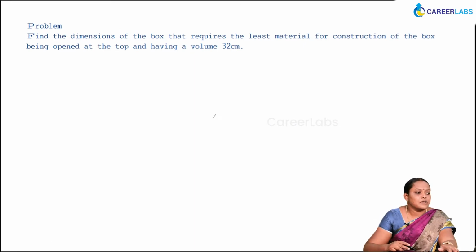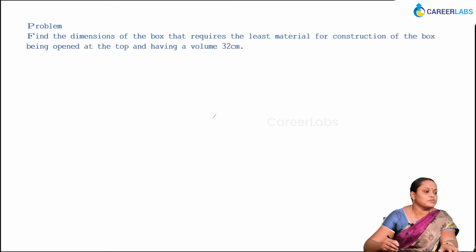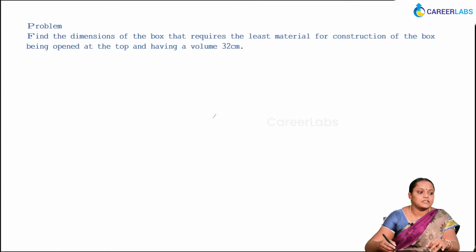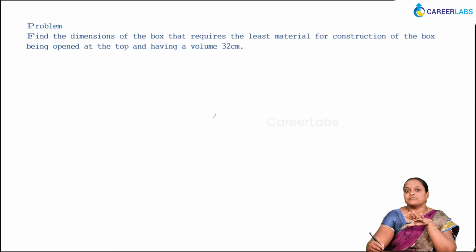Here we are going to find the dimension of the box that requires the least material for construction, the box being open at the top and having a volume of 32 cubic centimeter. So the condition is that volume is equal to 32, and we also have another piece of information, that the top of the box is open. Whenever you imagine a box, a cube, if it is open at the top, totally how many surfaces will be there? Instead of 6, it will have only 5 surfaces.